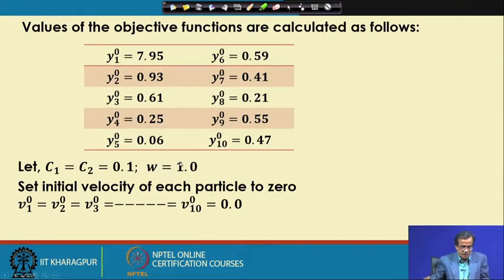Now we are in a position to find the velocity, and initially we set the values of the velocities equal to 0. That means V10 equals V20 equals V30 and so on, up to the last one, V100, which equals 0.0. These initial values of the velocities are selected at random, and then we go on to see how to update them.